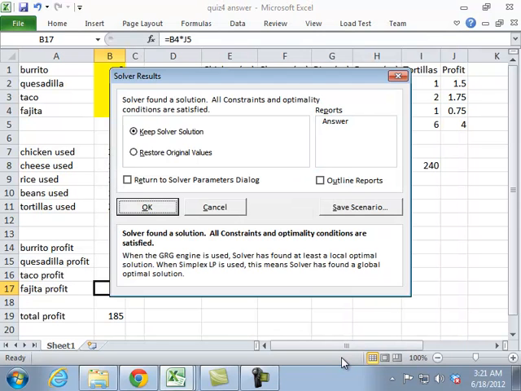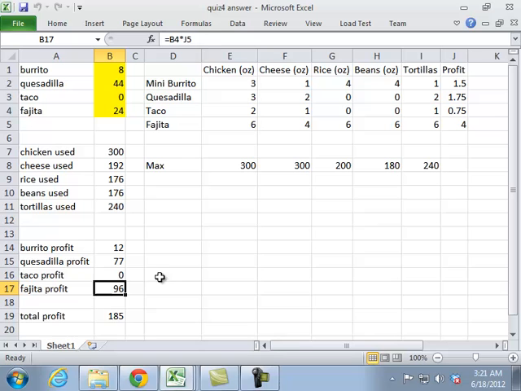And when I hit solve, Solver comes back with a total profit of $185, which is produced by making 44 quesadillas, 24 fajitas, 0 tacos, and 8 burritos. Now, it's possible to have gotten this mix with other configurations, but this is Solver's answer for this particular iteration of the problem.